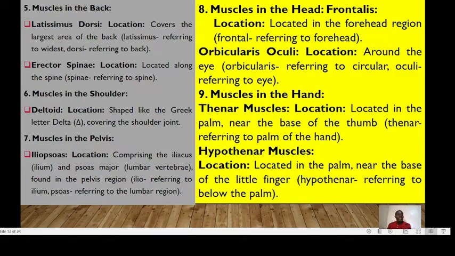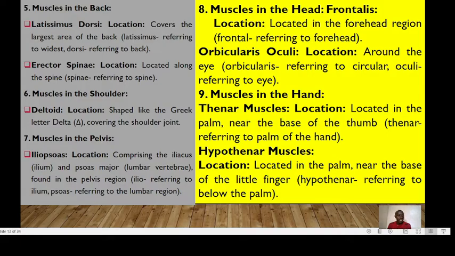Erector spinae muscle, this is located on the spine. So spinae refers to the spine. Muscles of the shoulder, we have the deltoid. This is shaped like the Greek letter delta, covering the shoulder joint, okay? The deltoid muscles. Then you have the muscles of the pelvis.